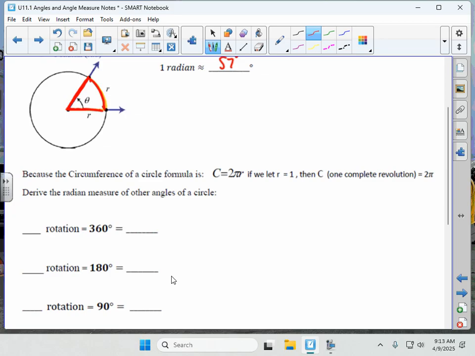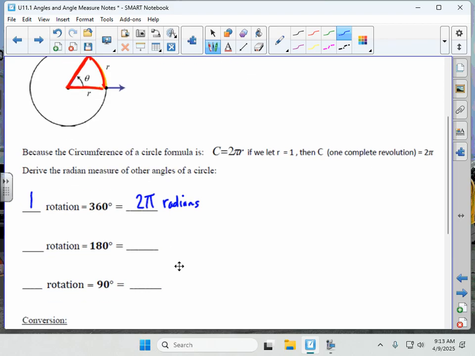So we have a relationship between the degrees of a circle and their radian measure. 360 degrees is 1 rotation of the circle, which is also 2 pi for the circumference. So 360 degrees is the same as 2 pi radians, which is 1 rotation around the circle.